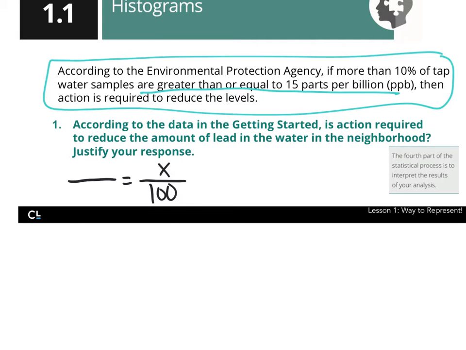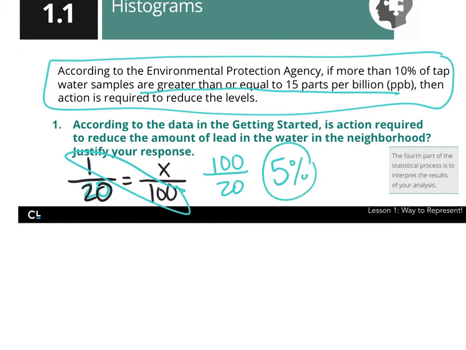So how many sites had greater than or equal to 15? Look at your table. How many sites? 1. Out of how many? That's your total. 20. Okay. Do we remember how to make this into a percent? Yes. Cross multiply. So I multiply 1 and 100, right? 100. And then what do we do with it? Divide it by 20. 5. Good. All right, so 5%.